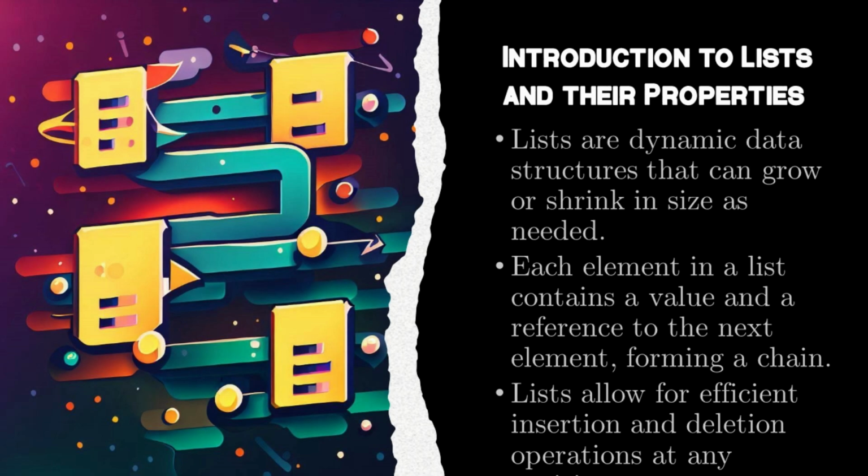Introduction to lists and their properties. Lists are dynamic data structures that can grow or shrink in size as needed. Each element in a list contains a value and a reference to the next element, forming a chain. Lists allow for efficient insertion and deletion operations at any position.